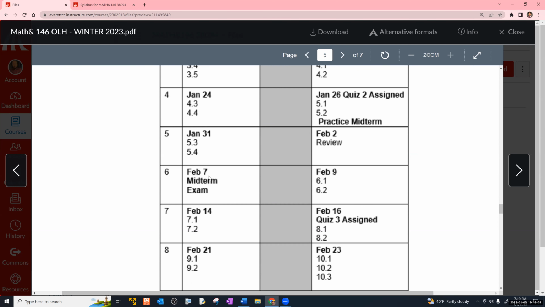And then after the midterm, we move into part 2 of the course, which is inferential statistics. This is where we start carrying out statistical tests to make predictions and conclusions about the data. We start to learn about normal distributions, confidence intervals, hypothesis testing, and stuff like that. All right.